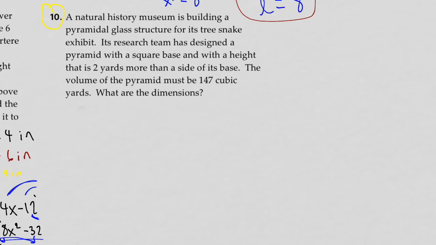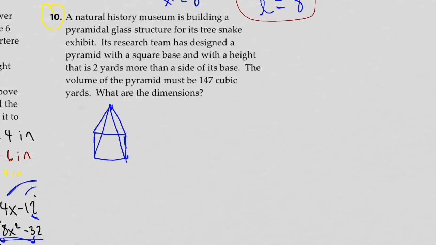The base is square. So this is what they mean. You have a square base. Pretend that that's a square. I know I can't draw a square perfectly. And it's a pyramid. So all of these corners go up and meet at a particular point up there. So it's a pyramid. The square base. The height is 2 yards more than a side of its base.